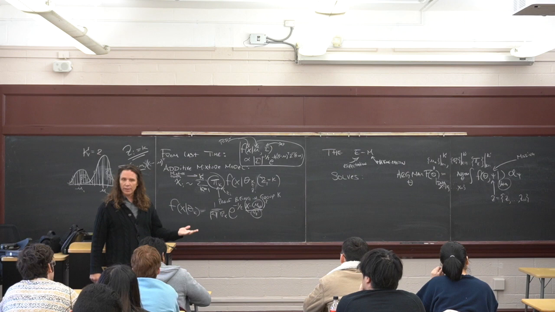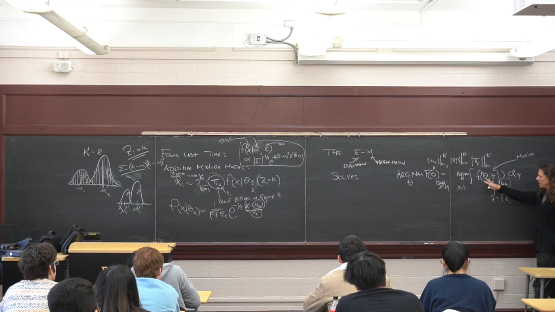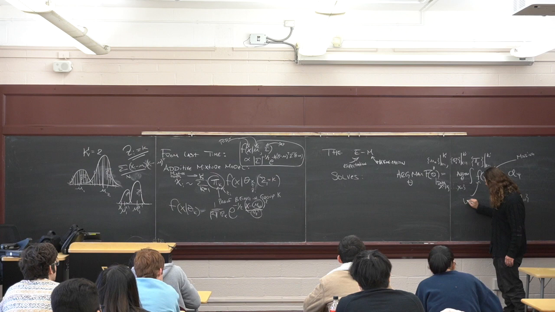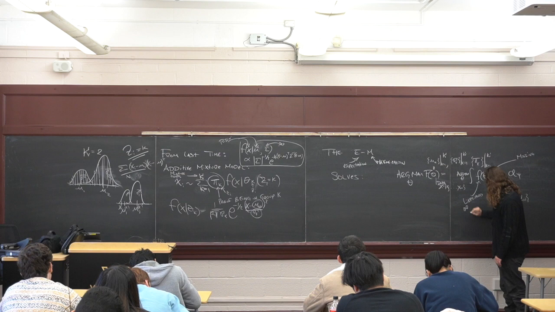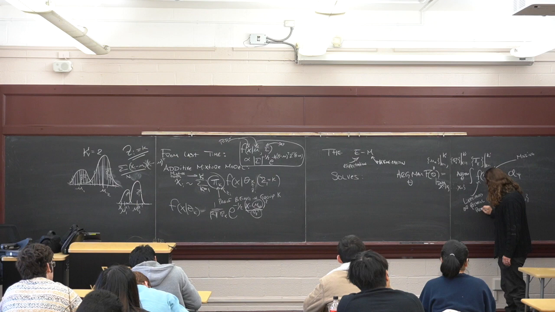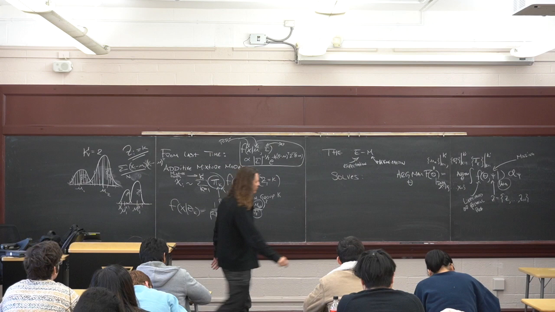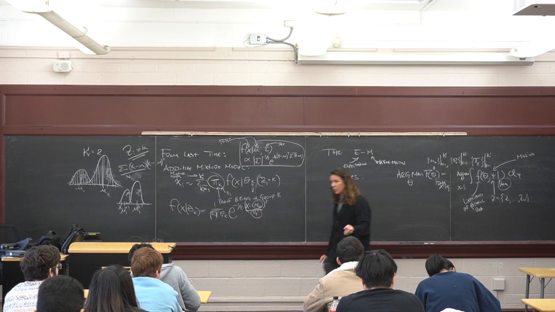So let me just say a little bit more about this. This whole thing right here, this function, is probably something like a likelihood. Or maybe it's a posterior probability. Maybe it's a Bayesian sort of thing. So I'm averaging over everything. I'm doing two different steps. I'm averaging over the missingness, which I would say is a really good principle. Things you don't know, you should probably average over them.